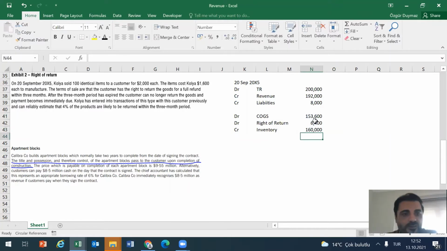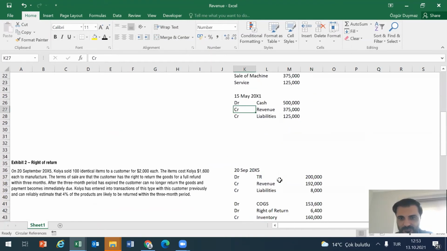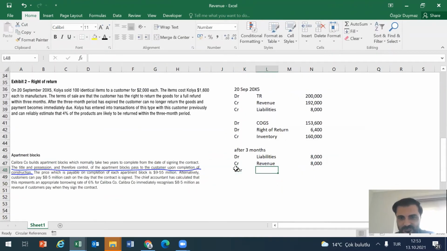If in a 3 months period there is no return, after 3 months with no return, credit liability, revenue, also debit cost of goods sold, 6.4, credit rate of return.